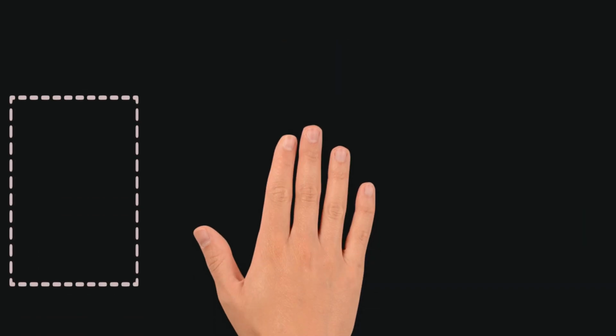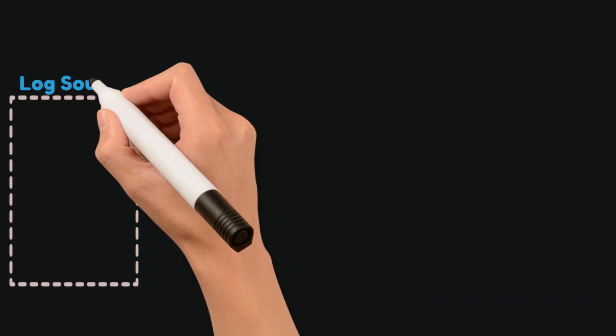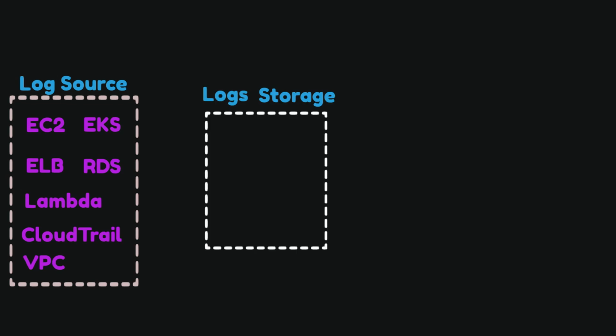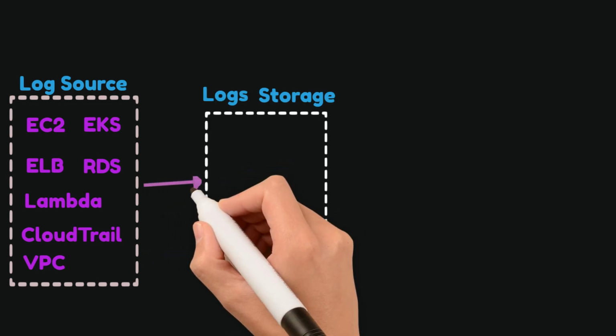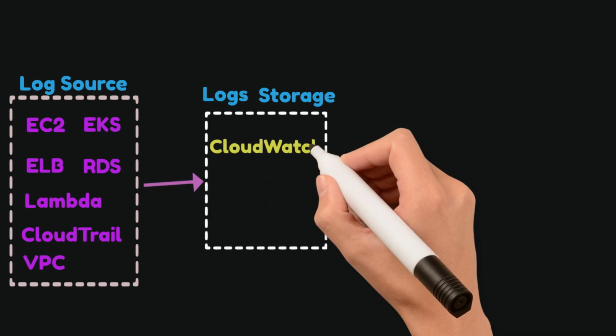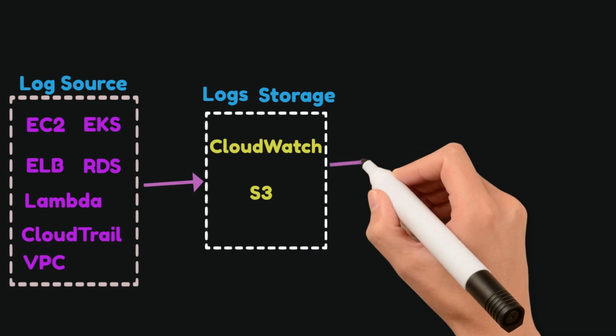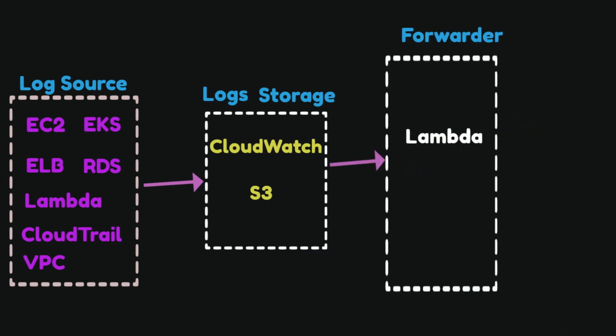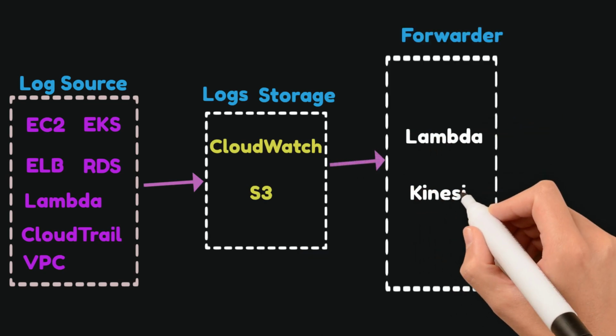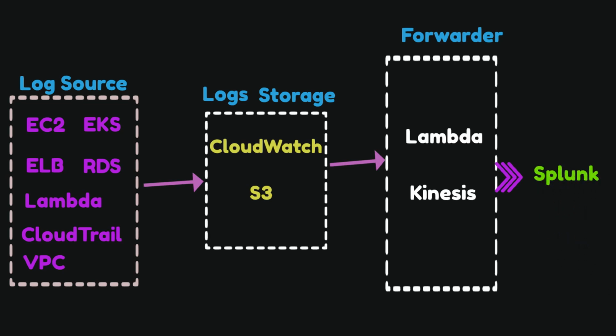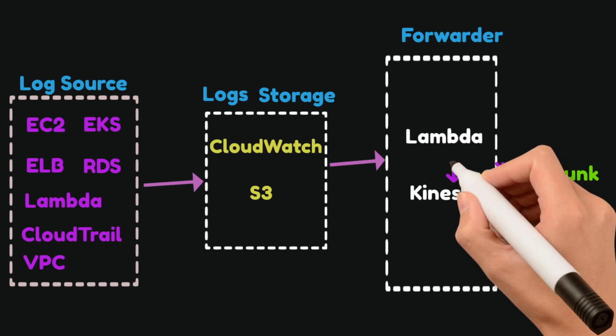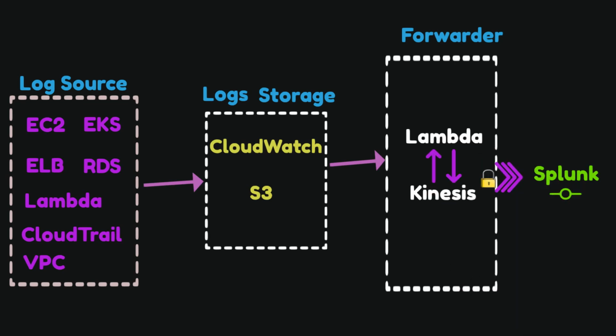Let's end with a short summary. Logs produced by AWS resources are mostly stored in AWS CloudWatch or S3. From there, you can use Lambda or Firehose in order to send your logs to a Splunk endpoint using a HEC token. In case you want to process or transform your logs, Lambda is your best choice.